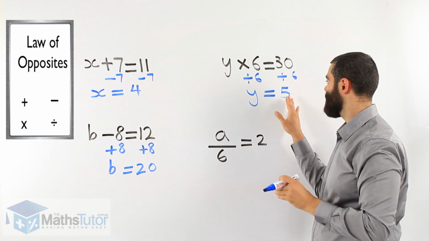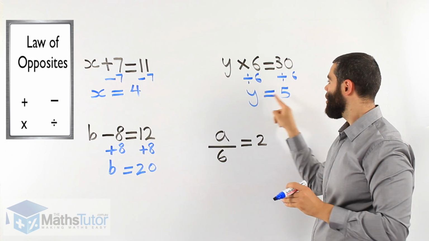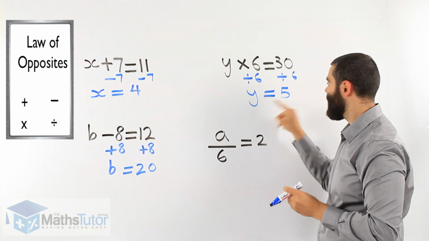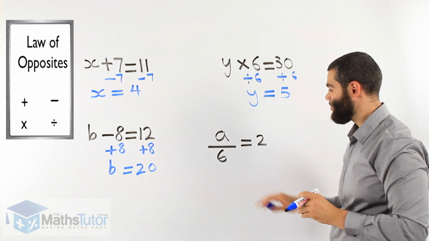How do we know it's correct? We substitute it back in. We're saying y is 5. Does it work? 5 times 6 is 30. Yes, it works. Our answer is correct.